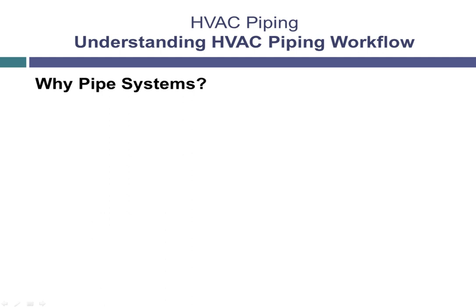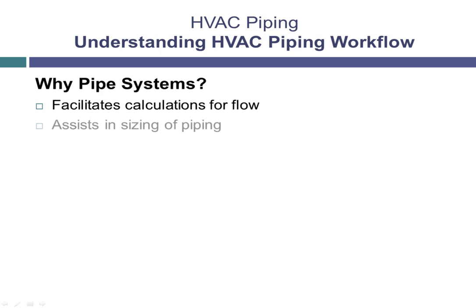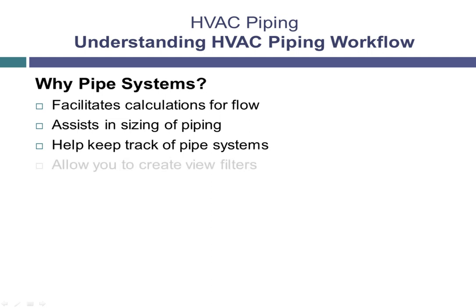You may be wondering why we should create piping systems in Revit. Piping systems are logical entities that facilitate calculations for flow and sizing of piping. Once piping systems are created in your model, you will have a better understanding of the piping systems in the project. You will also have the ability to create view filters in order to see the various systems.